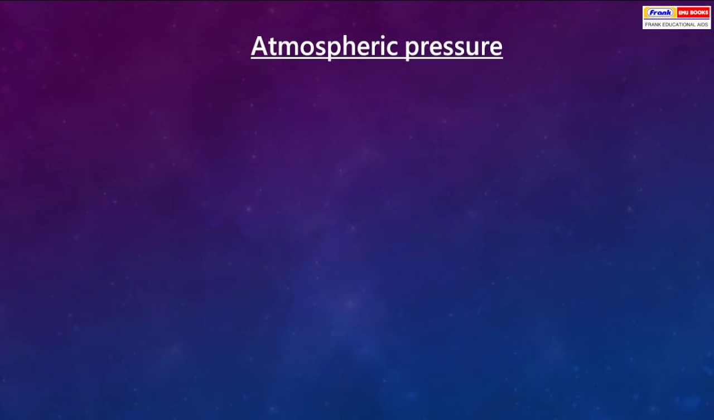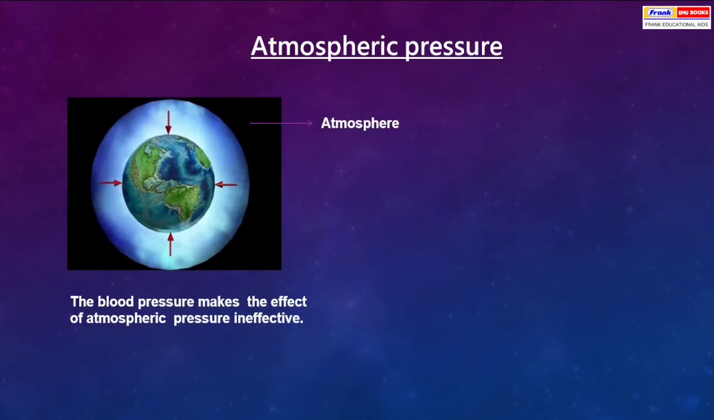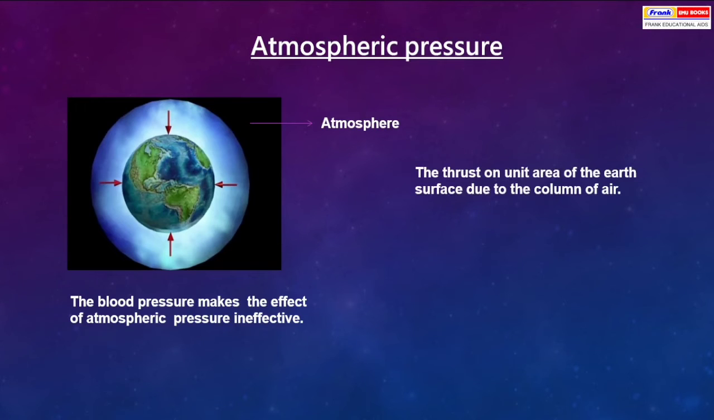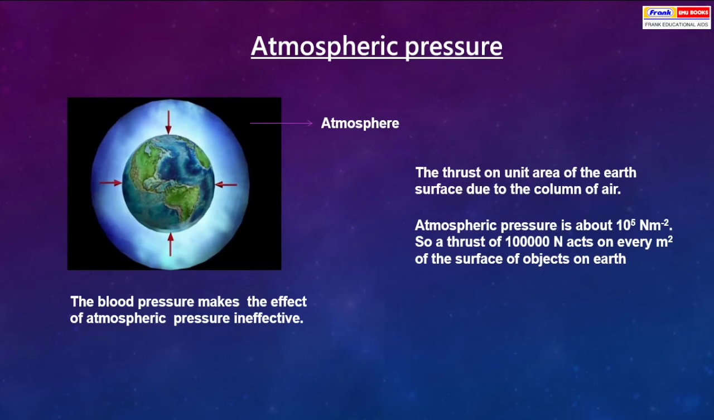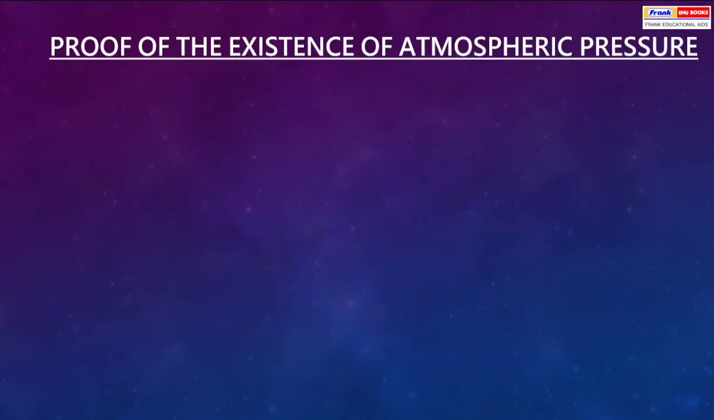Now the concept of atmospheric pressure. This is basically the atmosphere. The layer beyond our earth is called atmosphere. The blood pressure makes the effect of atmospheric pressure ineffective so that we can live life here on earth. The thrust on unit area of the earth's surface due to column of air is known as atmospheric pressure. Atmospheric pressure is about 10^5 Newton per meter squared. So a thrust of 1 lakh Newton acts on every meter square of the surface of objects on earth.